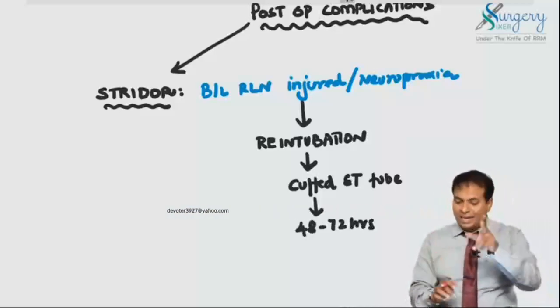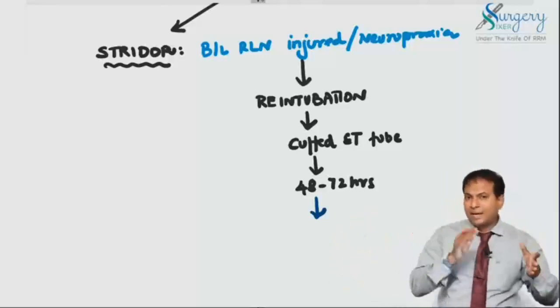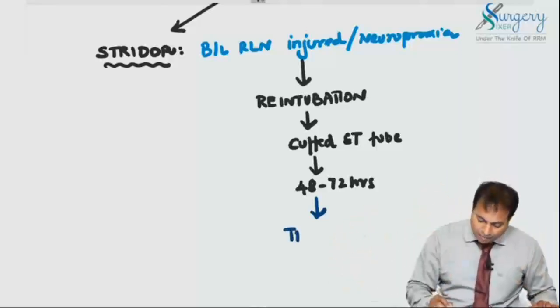But if it is bilateral nerve injury, no doubt what will happen? There will be stridor again. So with the help of ENT surgeons ready in the theatre, remove the tube. If there is again stridor, immediately plan for tracheostomy at that time only.